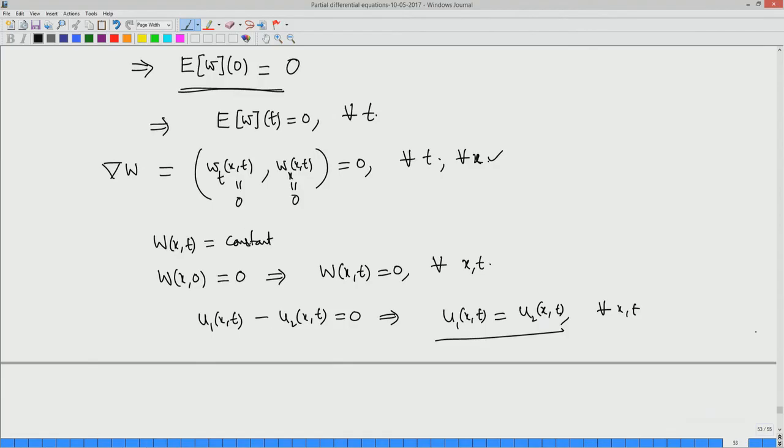If this is constant, that constant has to be 0. That is how I found it is 0. So you have found that the solution is unique for the initial value problem.